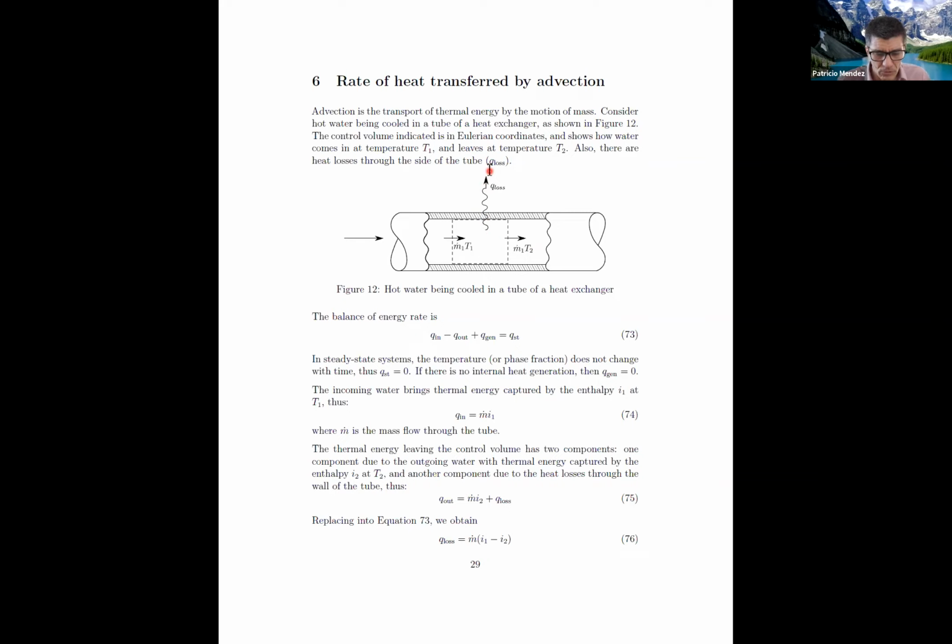And so if we put all these equations together, Q in, that is m dot times I1, right? And the one for Q out. When we replace all these equations into equation 73, and we do our balance, it results that we can calculate the heat losses. That is mass flow times the variation in enthalpy. And this equation, number 76, is valid even if we have phase changes. No problem at all.